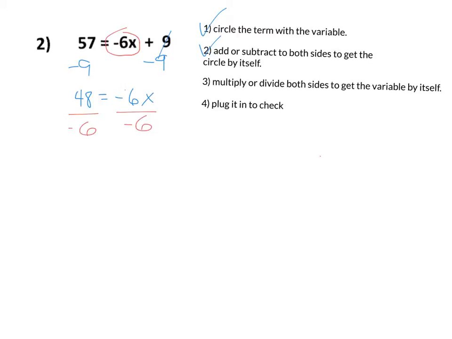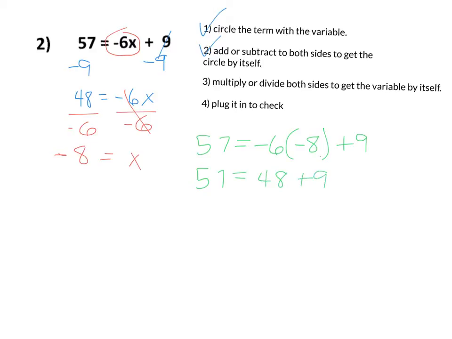Negative 6 times x divided by negative 6 leaves me with just x. 48 divided by negative 6, well, positive divided by negative is negative. And 6 times 8 is 48, so I get x is equal to negative 8. We're going to plug it in to check. I've got 57 is equal to negative 6 times negative 8 plus 9. Negative 6 times negative 8 is positive 48. And 48 plus 9, I get 57 is equal to 57. There's my check.